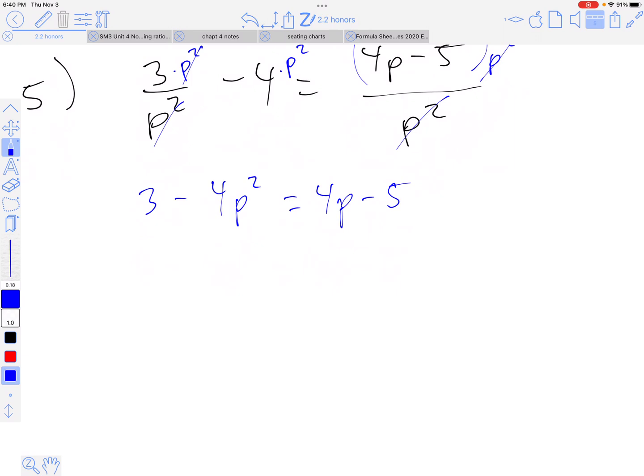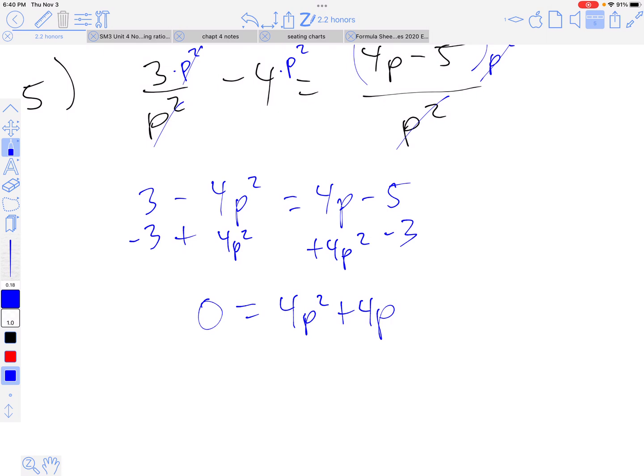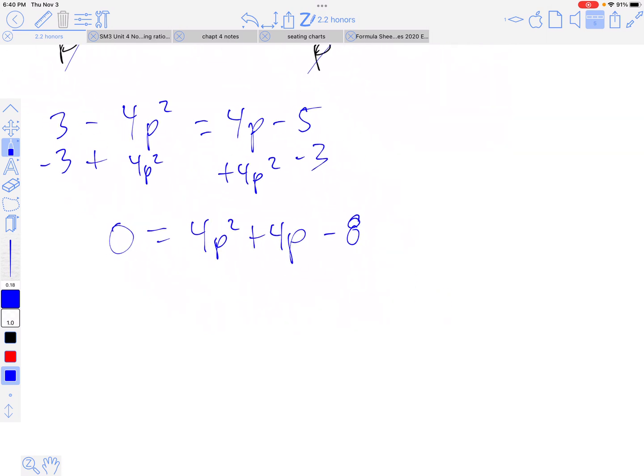And I notice it's a quadratic, so remember, to solve quadratics you have to get them equal to 0, factor, use the zero product property. So I'm going to add 4p squared to both sides and subtract 3. Now there are no like terms, well there are, but 4p squared doesn't have a like term, neither does 4p, but negative 5 minus 3 is negative 8.